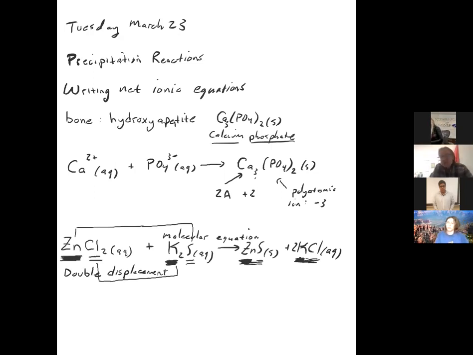Now, how do we write the net ionic equation? That's the goal here, to write the net ionic equation. And there are different methods for doing this. So I'm just going to show you my method.